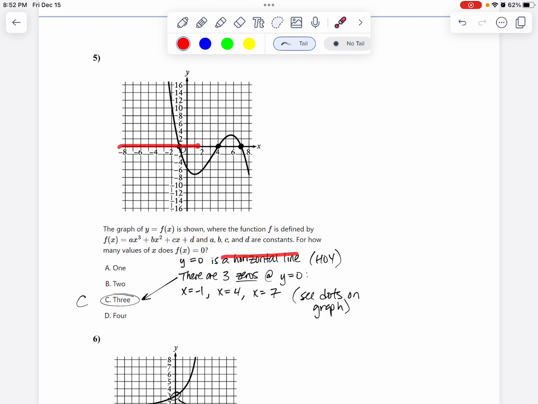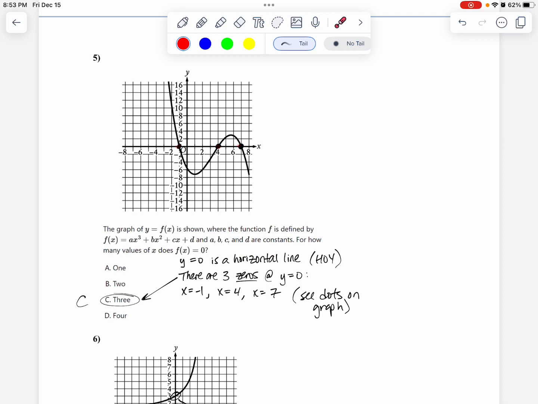So I'm looking at the x-axis here. This red line right here is the horizontal line, y equals 0. And how many times does that red line touch the graph? I put dots there. I put a dot right here, I put a dot right here, and I put a dot right here.